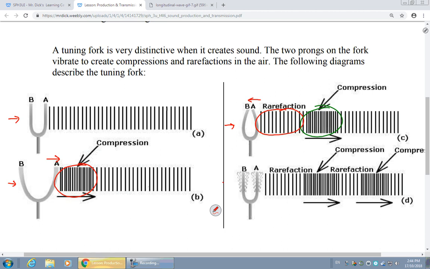By the final stage, in picture D, we're representing the fact that the prongs will continue to vibrate back and forth and back and forth. And so that will continue to set up an alternating pattern of rarefaction and then compression and rarefaction and compression and so on. And every time we go through one full path of a rarefaction and a compression and then on to the next rarefaction, that is one whole wavelength or one lambda of the sound wave.